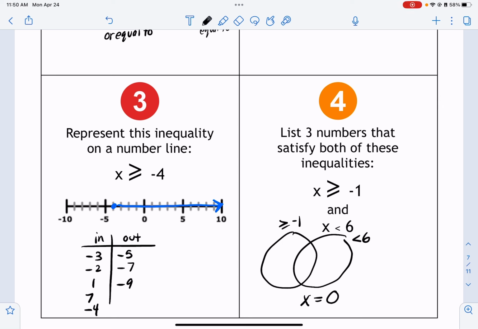What are some examples of those numbers? Well, 0 is greater than negative 1 and less than 6, and maybe it helps if we go up from there. 1 is included because it's greater than negative 1, less than 6. So is 2, so is 3, so is 4, so is 5. Note that negative 1 is also included because it's greater than or equal to negative 1.